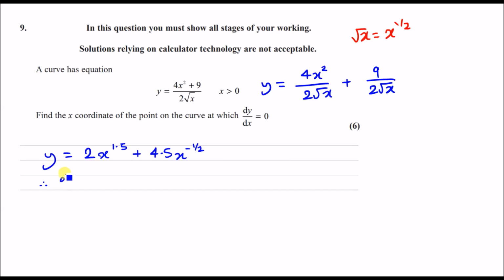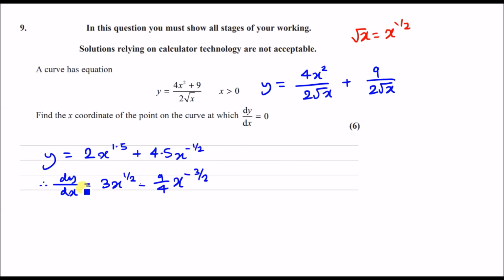So dy over dx: to differentiate, the rule is that you drop the power, so it'll be 2 times 1.5, which is 3, and you subtract 1 from the power, which gives 0.5 or a half. Likewise, do the same thing here, so it'll be 4.5 times minus half. What I always do is just put that in the calculator so you don't make a mistake, and you should get minus 9 over 4 x, and then subtract 1 from the power, and you get minus 3 over 2. Again, it's up to you, decimal form, fraction form, it's all good.